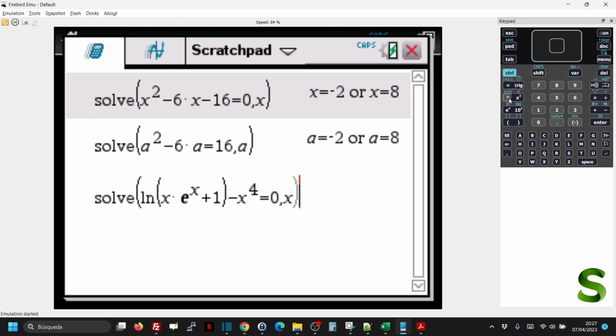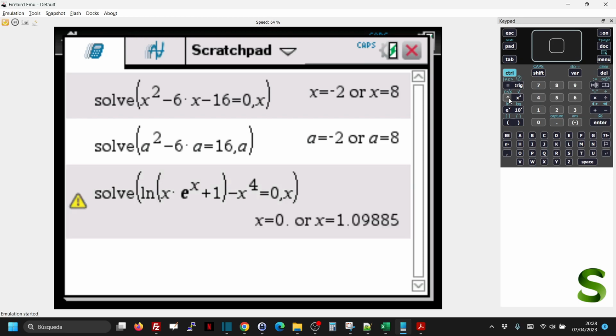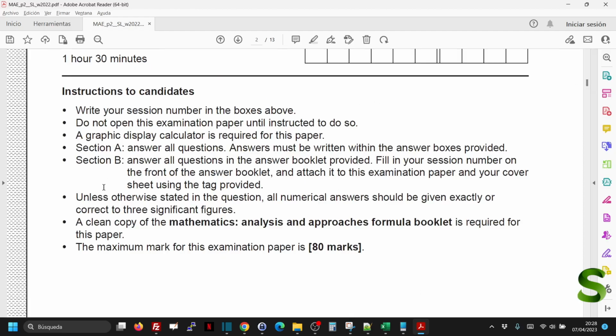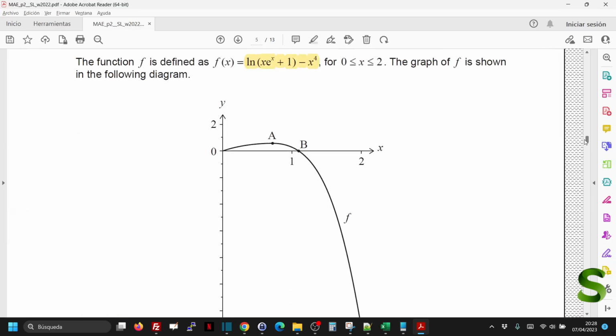It's a paper two, so we can use our calculator, and we should use a calculator. So we click here and enter, and we get two solutions, x equals 0, x equals 1.0985. If we go to our problem, we see that the first one is x equals 0, and our B is the 1.09885. As it's the IB, it says you have to always use three significant figures unless stated otherwise.